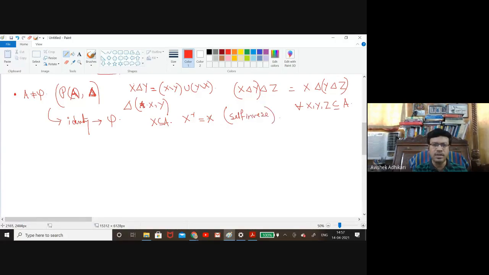Self inverse means the inverse of that element is the element itself. That is why this is known as self inverse. Okay, very good. So if you are able to check that this is really an associative property, and he has mentioned all the remaining properties, then that forms a group. Very good. Then anybody else, any interesting group that you find?